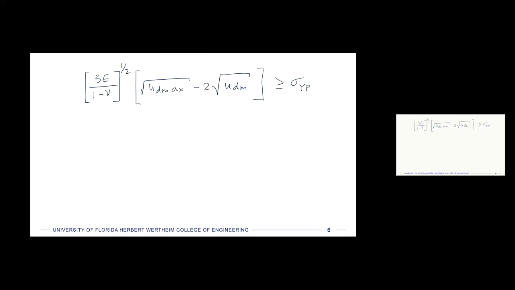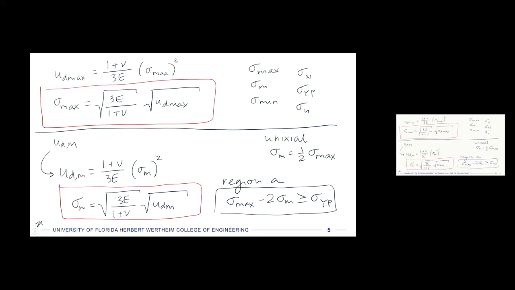Question. One second. The failure criteria on the previous slide, is that saying that as long as the stress is greater than the yield point, then the material won't fail? No, this is saying that it will fail. Say one more time. So if the stress is greater than the yield point, then it will fail. If the combination of stresses is greater than the yield point, it will fail. Correct. Yep.